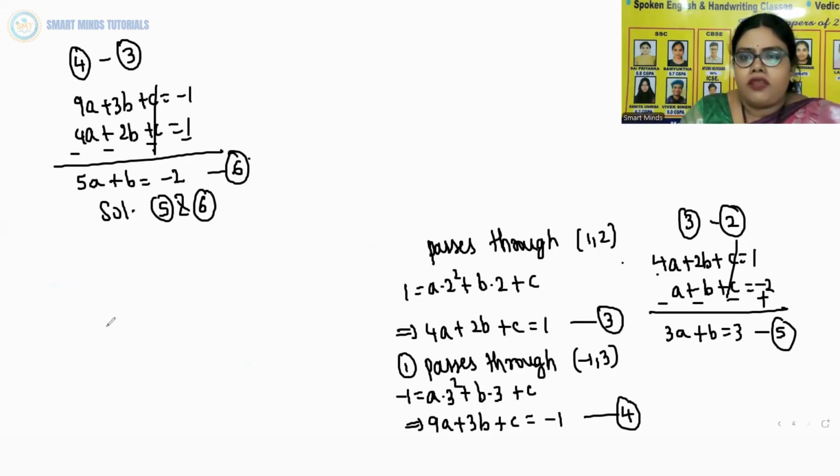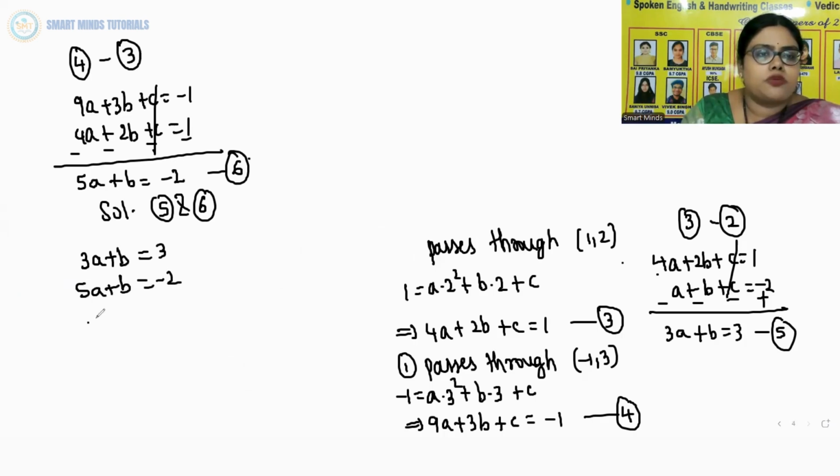So if we solve 5 and 6, in 5th and 6th equations, both we have b. So directly we can copy both equations. 3a plus b equals to 3 and 5a plus b equals to -2. Now to cancel b, directly we cannot cancel because both are positive. So we change the signs. B minus b get cancelled. 3a minus 5a is -2a. 3 plus 2 is 5. So a is -5/2. We got a value.